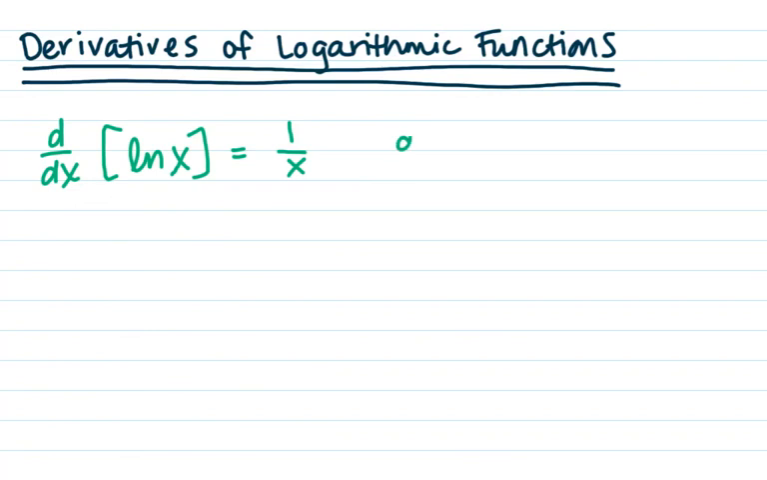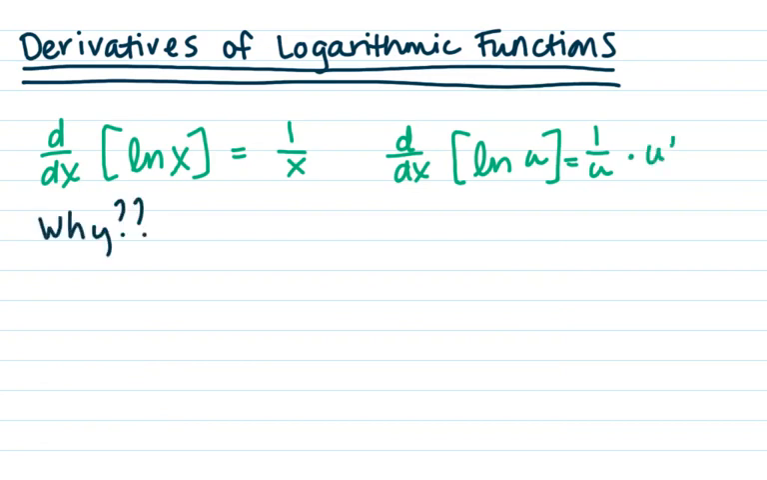And of course, watch out for the chain rule. Same idea there. So if it's ln of u, where u is some function, then we get 1 over u times u prime. Okay? But where does this come from?